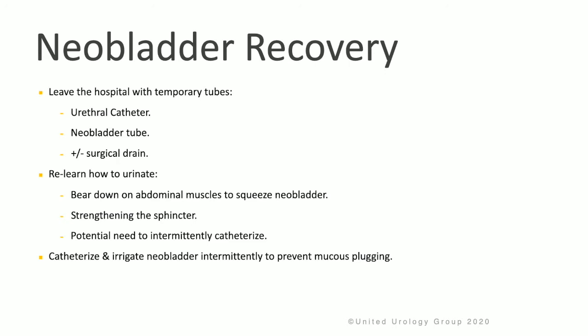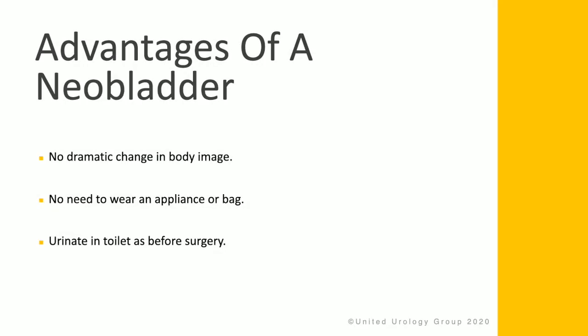And sometimes you will need to intermittently catheterize the neobladder. Catheterization and irrigation in the neobladder is important to also prevent mucus from building up and plugging the urine tube. The advantages of a neobladder: no dramatic change in body image, there's no need to wear an appliance or a bag, and you can urinate in the toilet as you did before surgery.